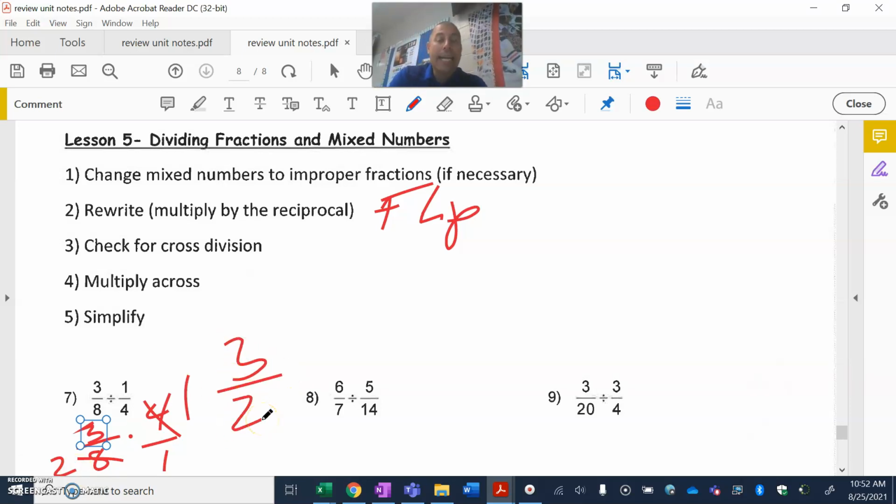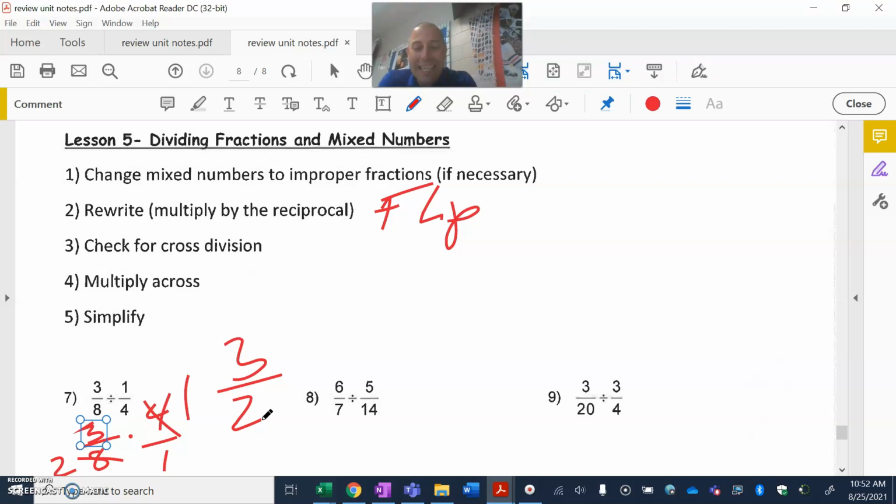3 halves. Again, if you want to change it to a mixed number, it's fine. I'm not requiring that out of you there. You can leave it as the improper fraction. The only thing here is you might have to still simplify that improper fraction, as in, is there any number you can divide by? No, 3 and 2, the only one I can divide by is 1, and that's not going to change anything. Let's go to question number 8.